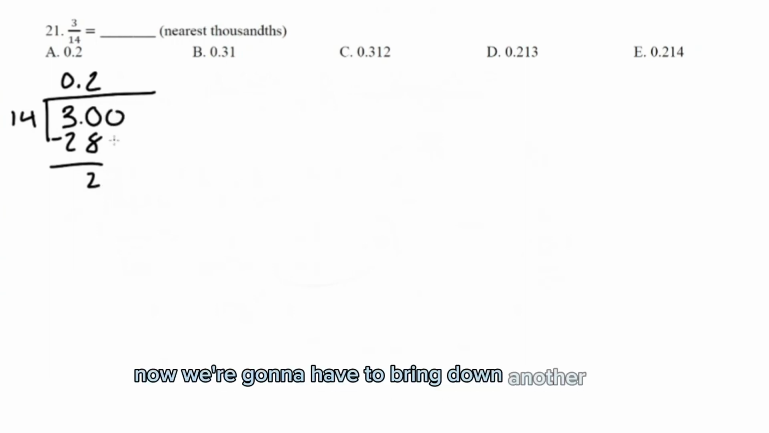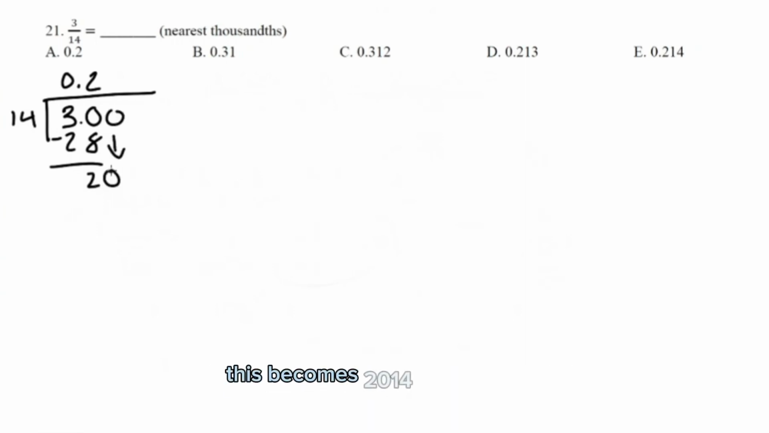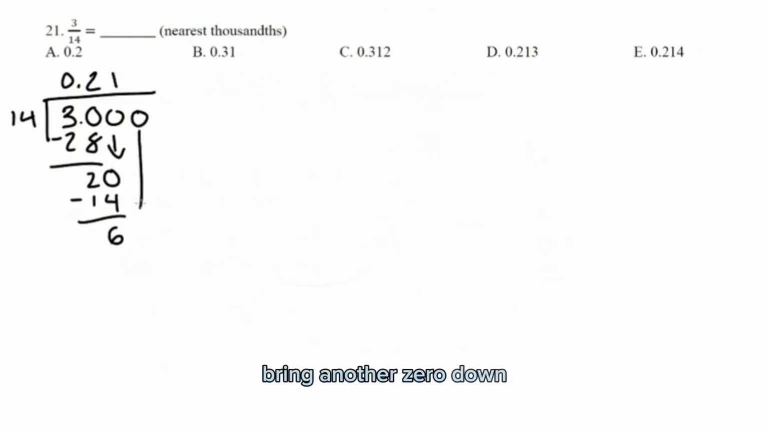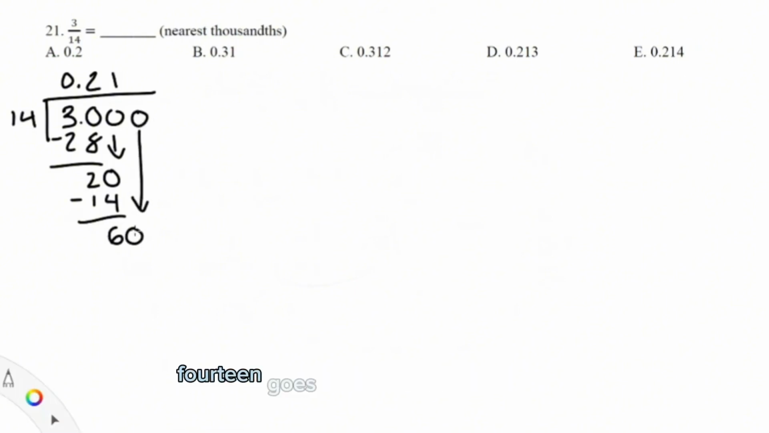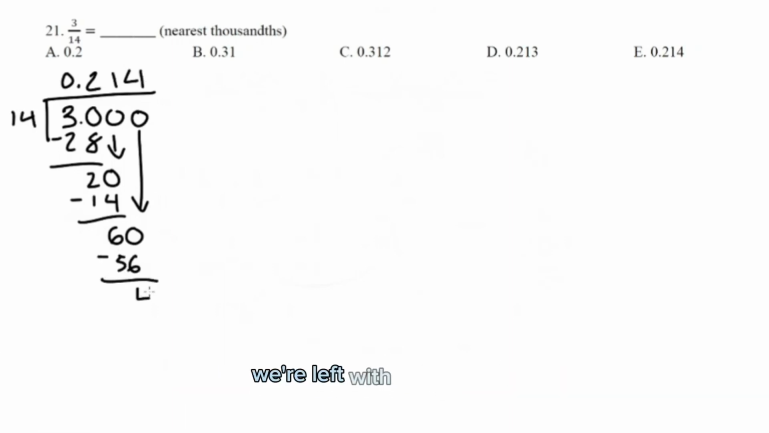Now we're going to have to bring down another 0. This becomes 20. 14 goes into 20 once. So we're going to add a 1 here, subtract 14. We're left with 6. Bring another 0 down. 14 goes into 60 4 times. 14 times 4 is 56. We subtract 56. We're left with 4.